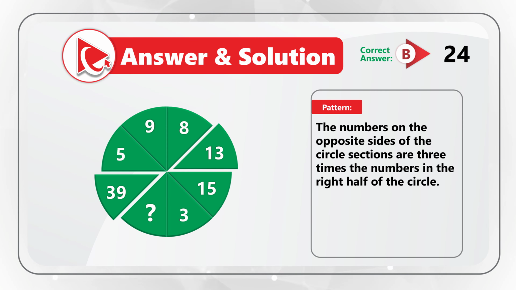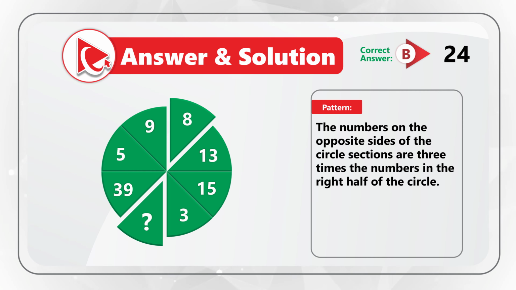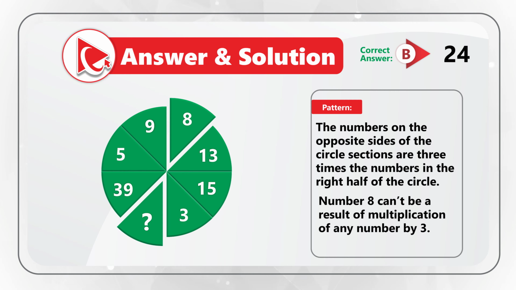Let's take a look at the missing number. Because number 8, which is on the opposite section, cannot be the result of multiplication of any number by 3, this means that the missing number is the result of 8 multiplied by 3 equals 24. This is why I think the correct answer here is choice B, 24.